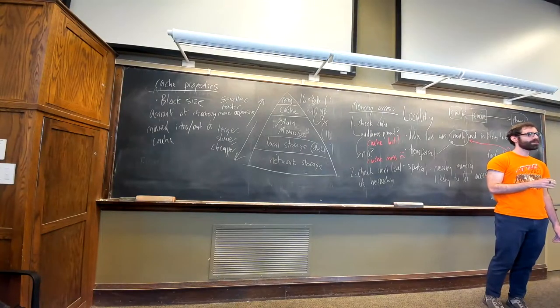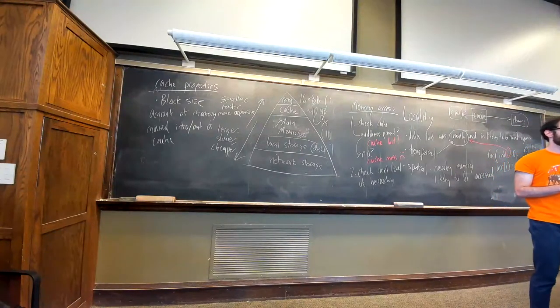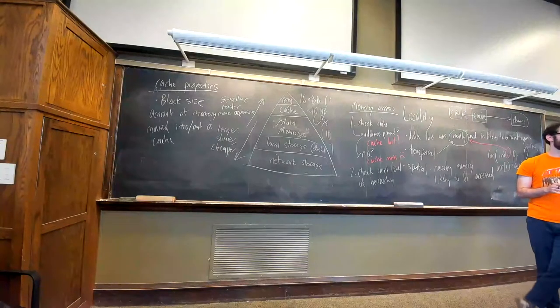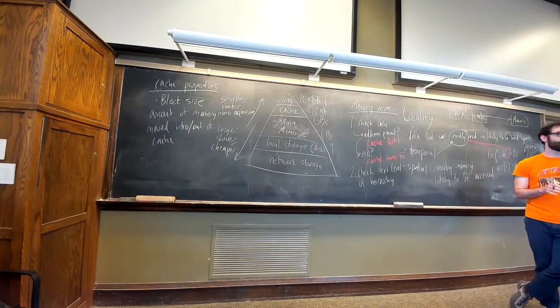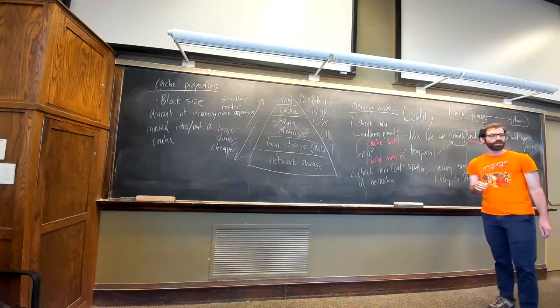Sorry, this might be a really stupid question, but the reason memory is slow is because it's so far away, and cache is fast because it's so close. What is the issue of bringing memory closer? Is it just a heating issue?